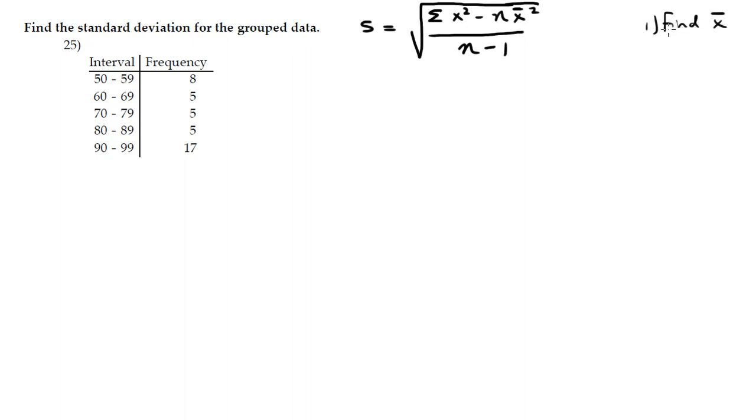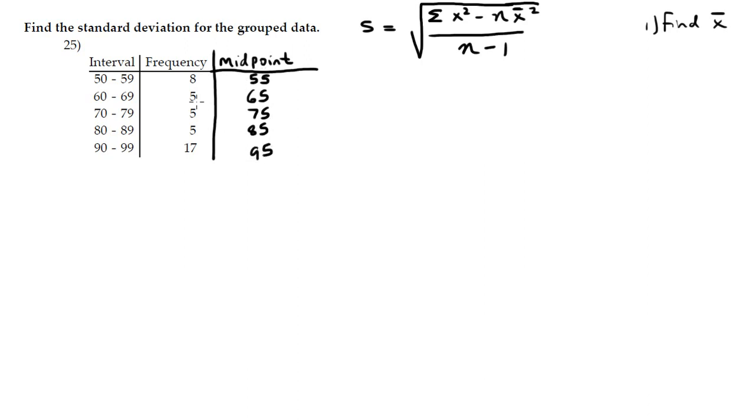This is a grouped frequency distribution table, so it's a little more challenging to find the mean. For each of these intervals, let's find the midpoint, because to find the mean I need a value to use. Since this interval is 50 to 59, there's no set value. So the midpoint of 50 to 59 is 55, 60 to 69 is 65, 75, and so on. So this is the value I'm going to use.